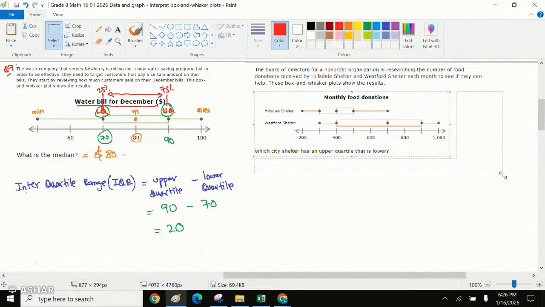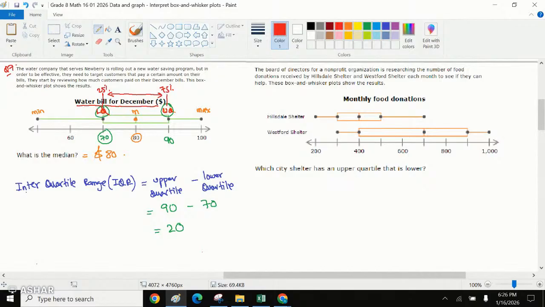Okay, let's do this. Okay, question number 8. What question number 8 tells us is the board of directors for a non-profit organization are researching the number of food donations received by Hillsdale Shelter, shelter number 1, and Westford Shelter each month to see if they can help. These box and whiskers show the result.